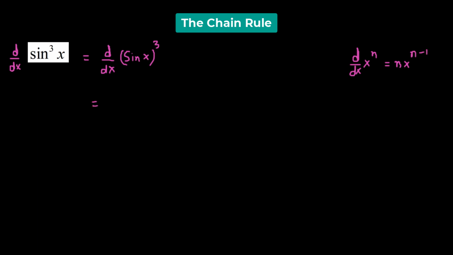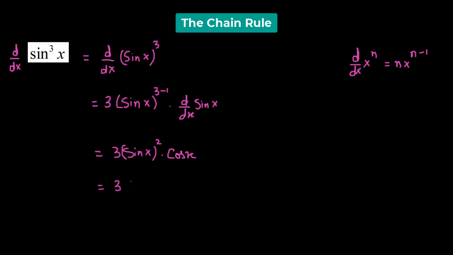So this should give us 3 times x, which is sine of x, raised to the power of 3 minus 1 times the derivative of our assumption, which is sine x. So that gives us 3 times (sine x) whole squared multiplied to the derivative of the sine function, which is cosine of x. So we have 3 times sine squared x multiplied to cosine of x. So this is the derivative of sine cube x.